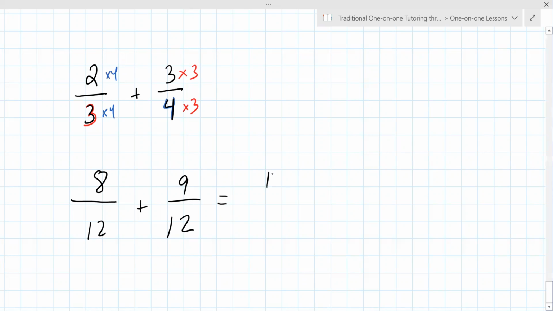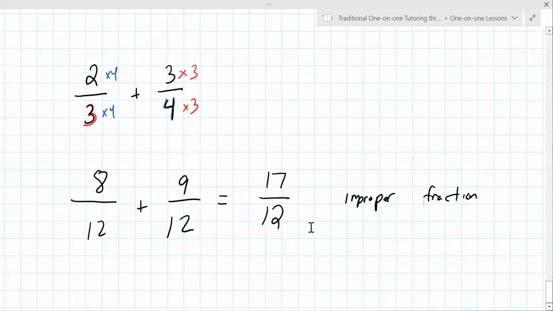17/12. Yes. Now this is what's called an improper fraction. The name's not really important, but your packet does seem to address this. It's improper because the number on top is larger than the number on the bottom. So whenever you see that, it's considered an improper fraction.